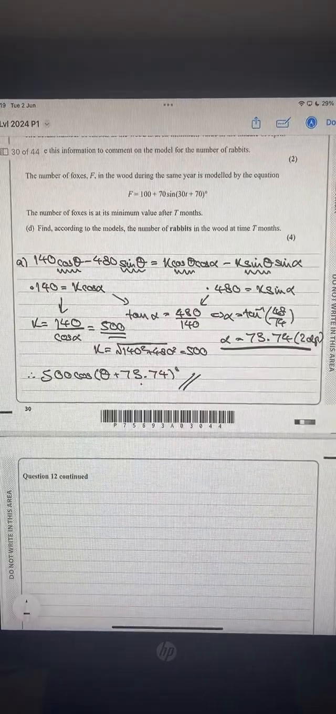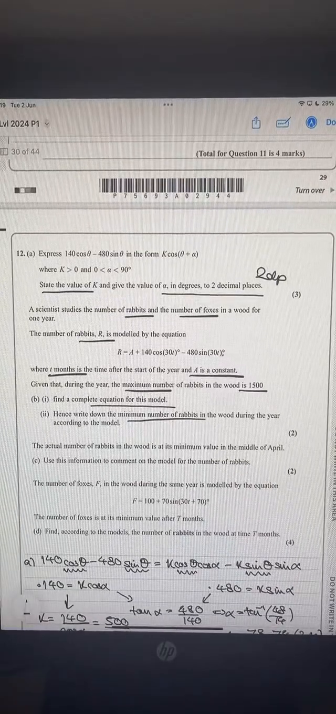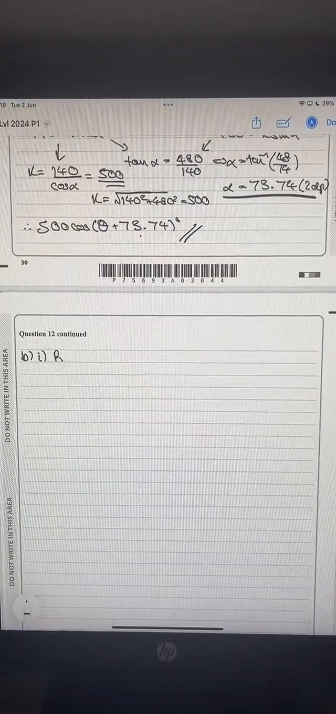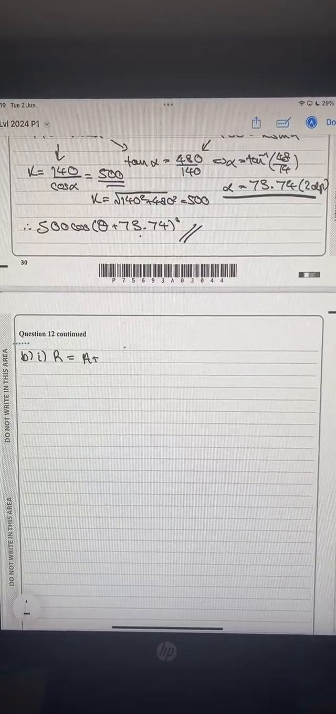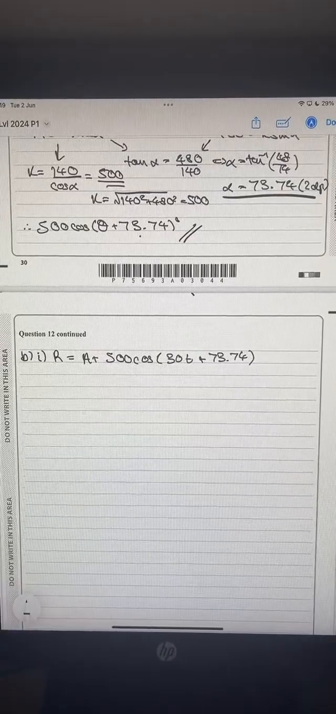Okay, cool. All we've got to do is use our harmonic form and turn this ugly mess into this. So how do we get that? Well, we can see that theta is equal to 30t. So all we've got to do is replace our theta there with 30t. They tell us the number of rabbits is equal to a plus that weird thing before, but we're replacing it now with 500 cos, where theta is now 30t plus 73.74. That's how you go from your harmonic form into this.